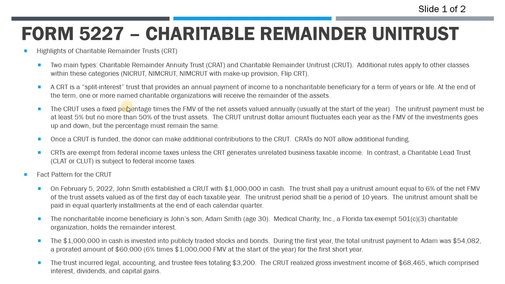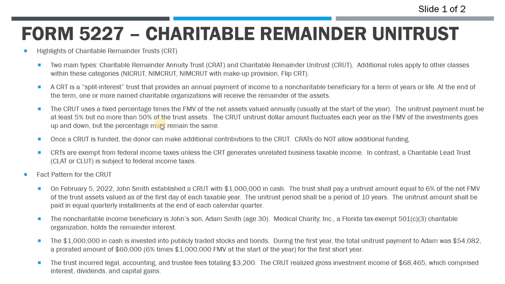A CRT, in this case, a remainder trust, provides an annual payment of income to a non-charitable beneficiary, so an individual taxpayer, let's say, for either life or a term of years. And then at the end of that period, there's a charity that's going to get the remainder of the assets, right? So that's how a split interest charitable remainder trust works.